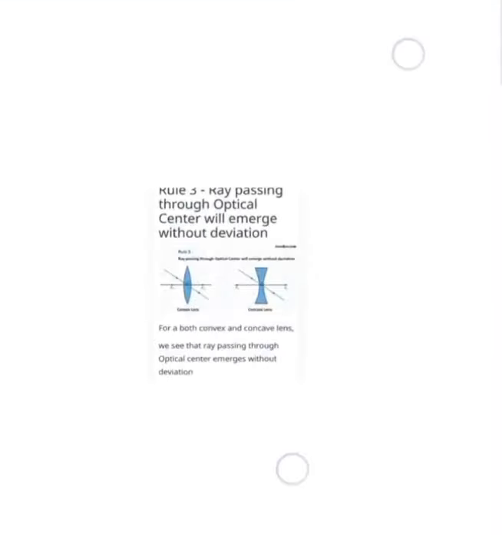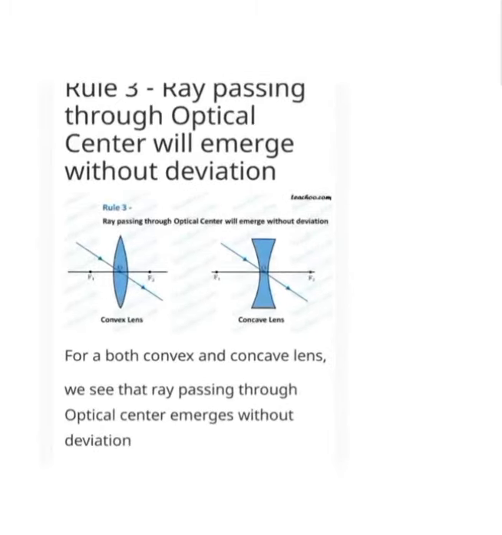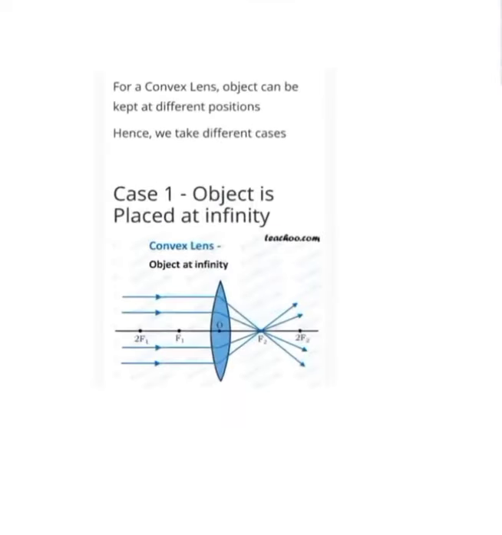Now after this one, we have the next rule, and you can see over here the ray passing through the optical center will emerge without deviation. It means that if a ray of light is going from the optical center, it will move on from the optical center. After this, we have the next one. It talks about different image formations by convex lenses.